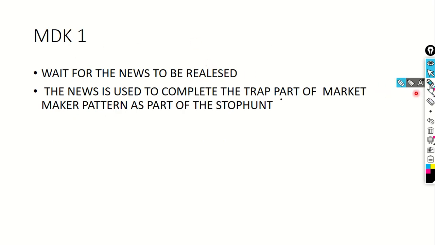So for this, the MDK one, you want to wait for the news to be released first. Okay, so if you're trading USD news and the news is at maybe 4 a.m., you want the news to be released, and you start trading after 4 a.m. So you're waiting for the news to be released. The news is used to complete the trip part of the market maker pattern as part of the stop band. Okay, this is what the statement is trying to say.